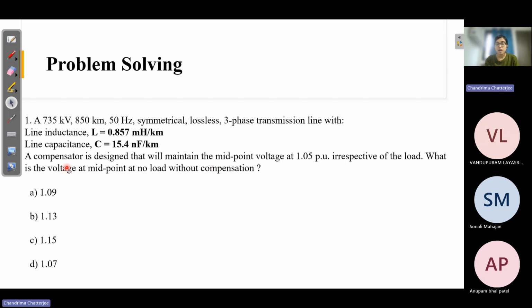After compensation. What is the voltage at midpoint at no load without compensation? When there is no compensation, what is the midpoint voltage at no load?